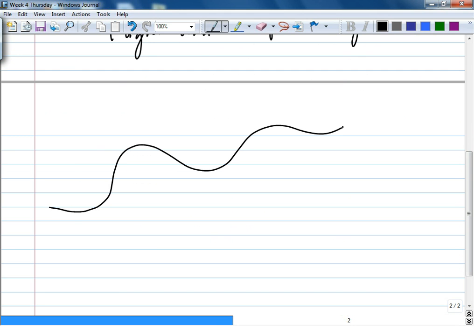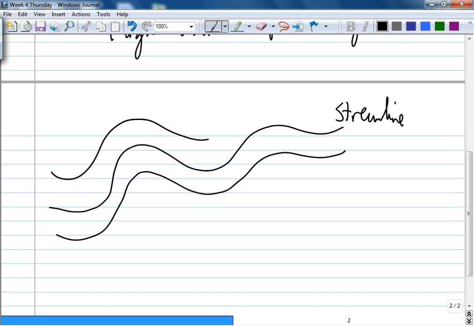So assuming this is your streamline, the flow goes along the streamline. So this is the next streamline. At any point, the velocity is tangential to the streamline. That's what the definition of streamline is. So there's no flow in this direction. Assume your flow goes along a streamline.